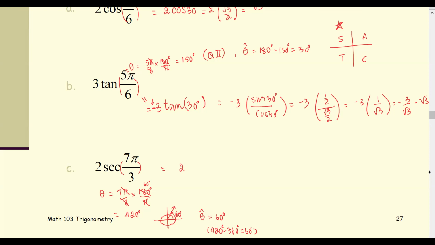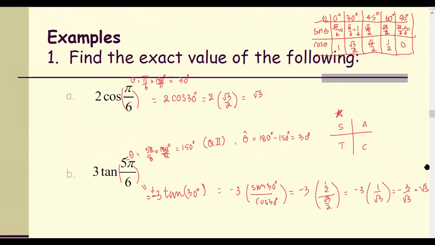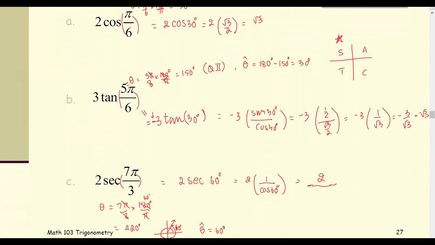That means we are going to find 2 times the secant of 60 degrees. In the first quadrant, all trig values of the angle will be positive, and the theta is the same as the reference angle. So 2 times secant of 7 pi over 3 is the same as 2 times the secant of 60 degrees. And the secant is the reciprocal of the cosine of 60 degrees. Cosine of 60 degrees from the table of the exact values is 1 over 2. Simplify the numbers to be 4.